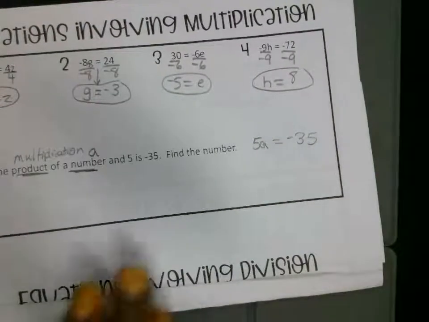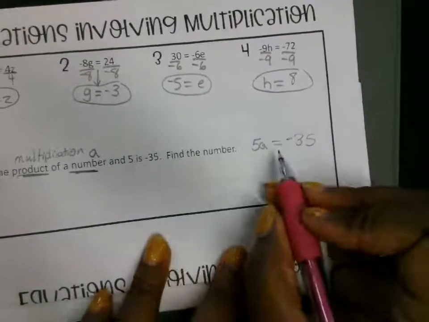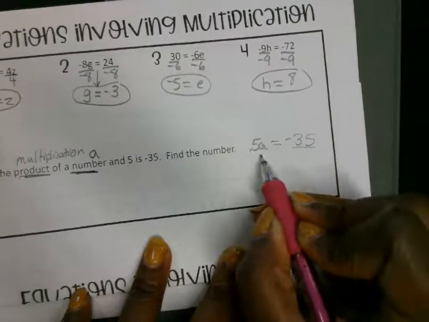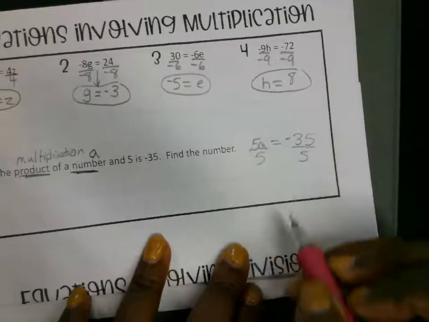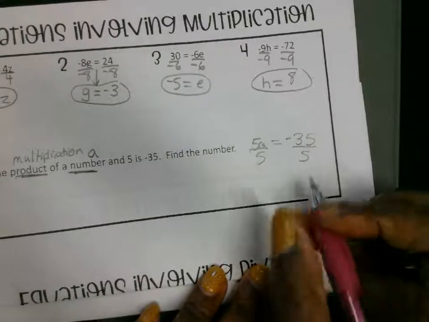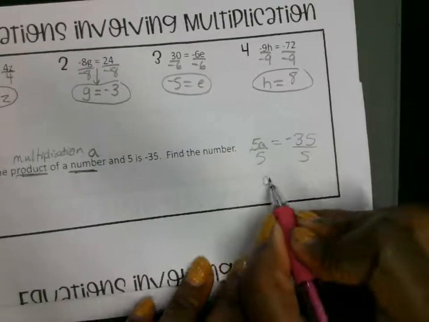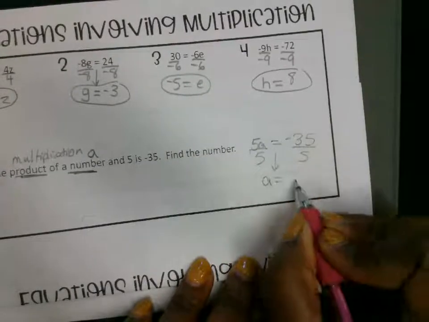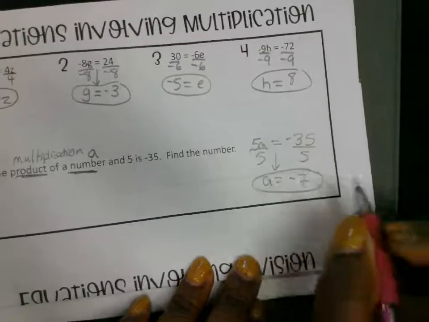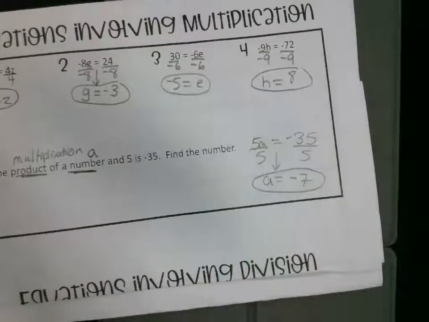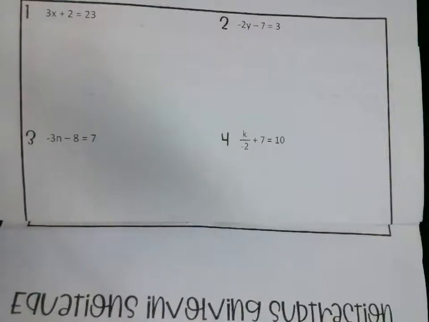Now how do we solve there? Divide both sides by what? 5. When we divide both sides by 5, this gives us A is equal to what? -7. Now we're doing two-step.